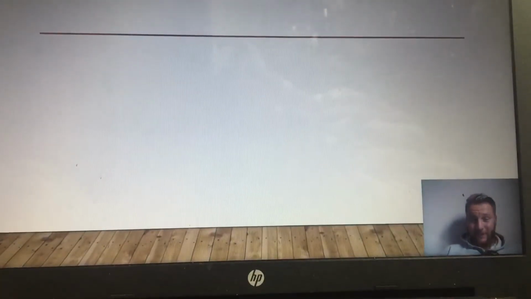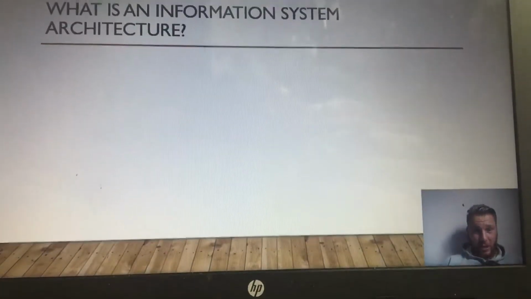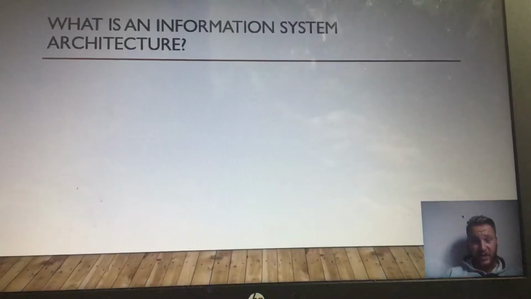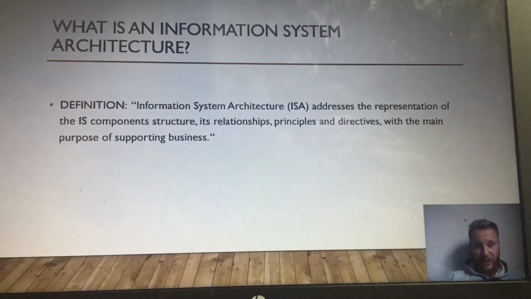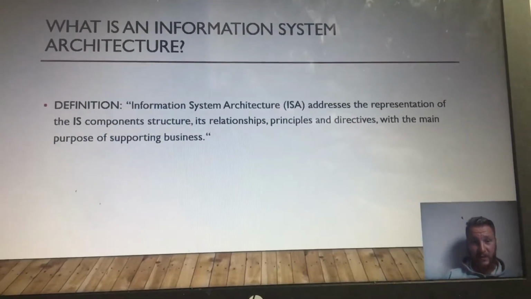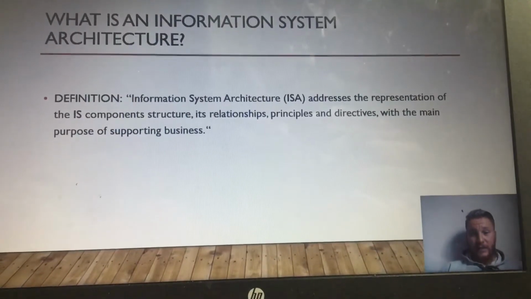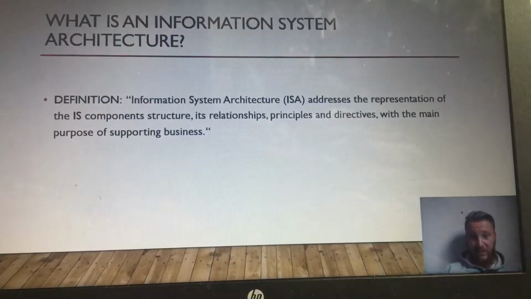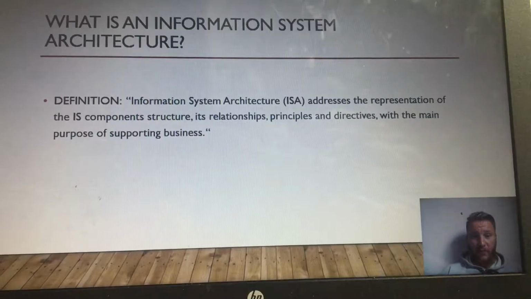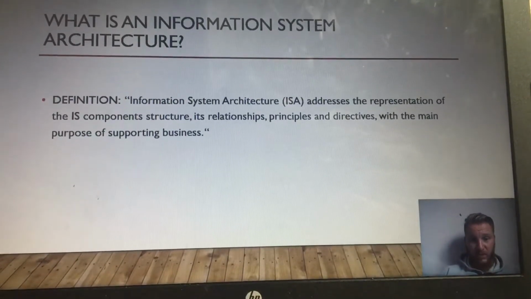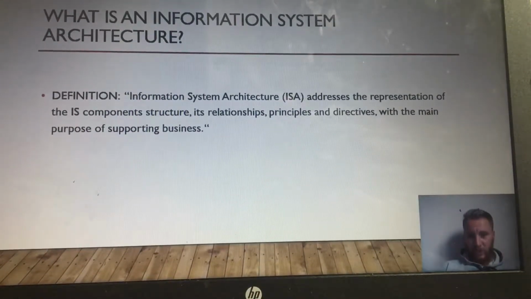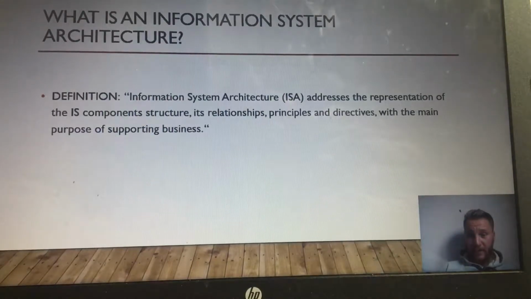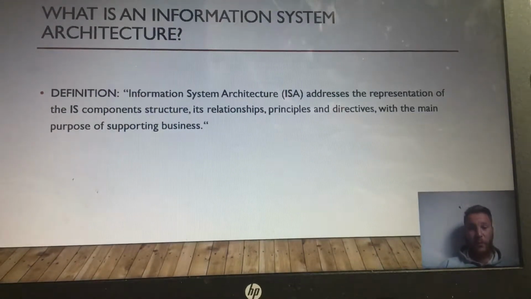Okay, first, let's answer the question: what is an information systems architecture? A simple definition is that information systems architecture addresses the representations of the information systems component structure, its relationships, principles and directives, with the main purpose of supporting business.